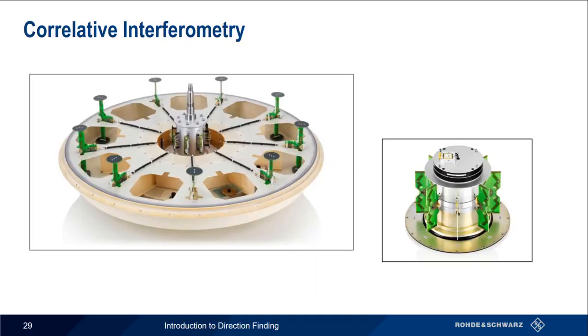Manual angle of arrival and Watson Watt are both amplitude-based direction finding methods, and Doppler DF is based on changes in the frequency of the received signal. Our next methodology, correlative interferometry, is different from the previously discussed methodologies in that it's based on changes in phase.